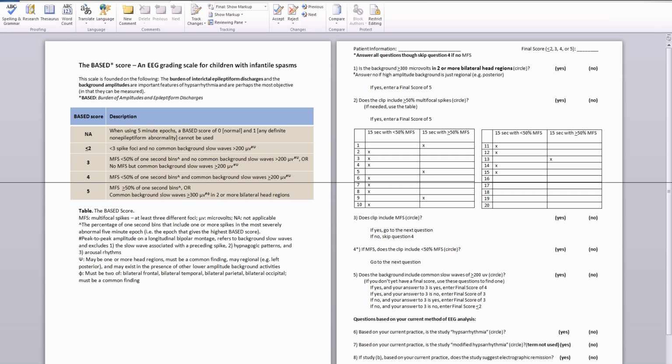So if we return to our base score in table format, you can see that the base score for this patient is 3, given that there are less than 50% of 1 second bends with an epileptiform discharge, and the background slow waves are less than 200 microvolts. As a final note, a base score of 3 can also be found even in the absence of multifocal spikes if there are common background slow waves from at least one head region that are greater than or equal to 200 microvolts. In fact, we find this occurring commonly in post-treatment responders with high amplitude slow waves occurring in the unilateral or bilateral posterior head regions. This concludes this study-specific tutorial.